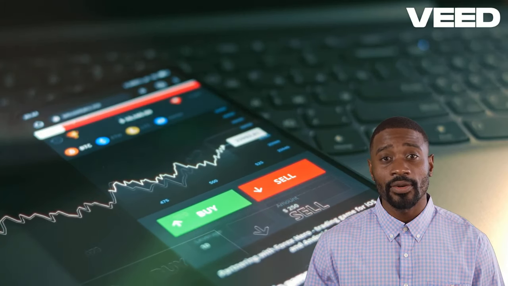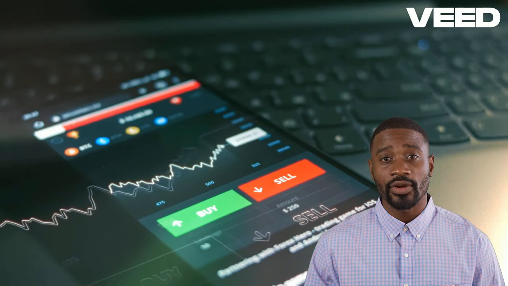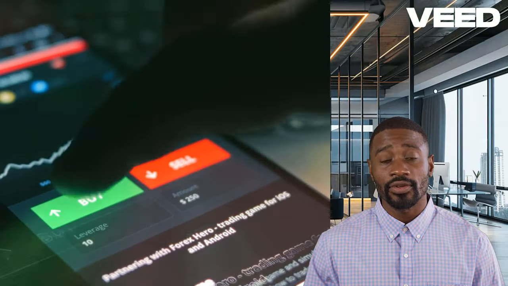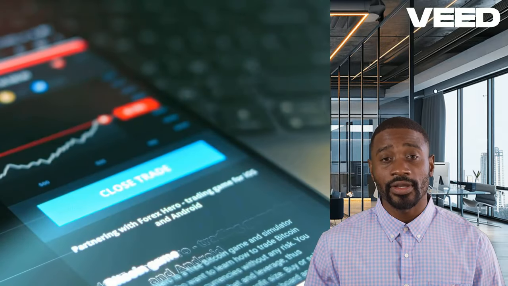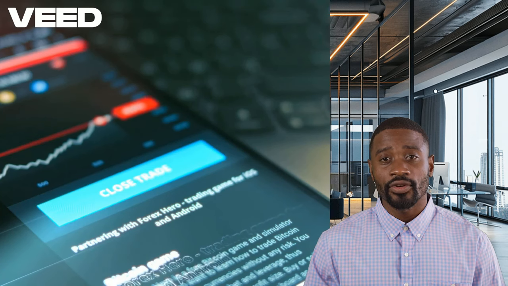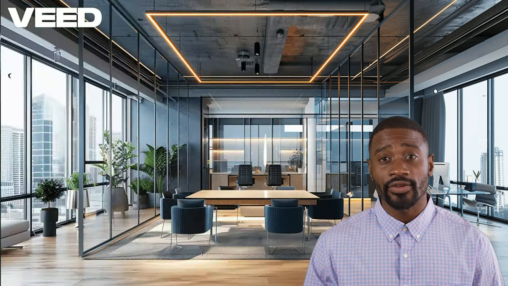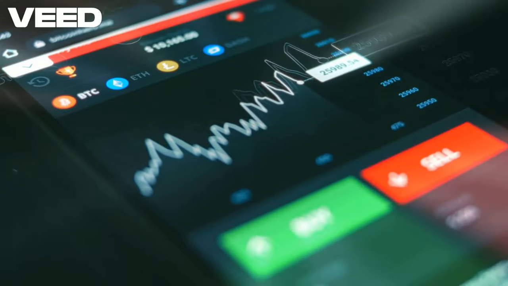4. Confirm with price action. Always use price action to confirm what the indicators are telling you. Look for key levels of support and resistance, candlestick patterns, or chart patterns like triangles and head and shoulders for added confirmation. While technical indicators are powerful, they are not foolproof.